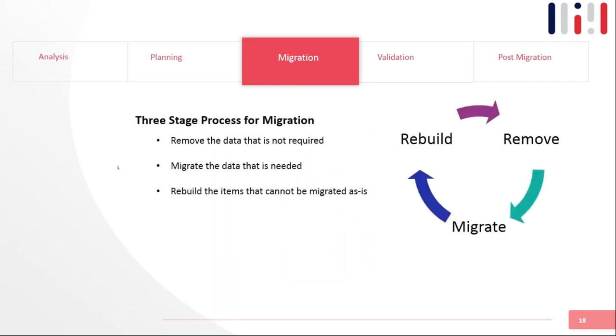This is taken from Sharegate's philosophy of having a three-phased approach when we do a migration. This is the best fit, as we either remove the data that is not required, migrate the data that is needed, and rebuild the items that cannot be migrated as is. It is a simple approach. If we have a checklist for each and every item, we could remove it, rebuild it, or migrate it.